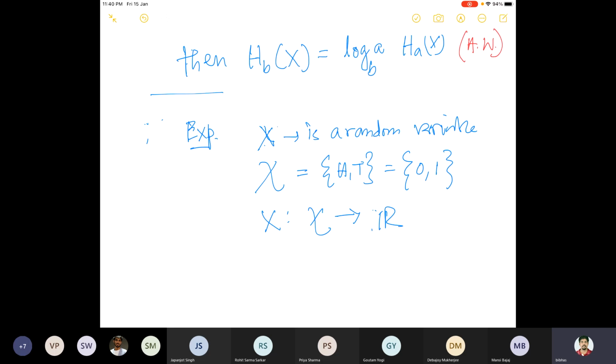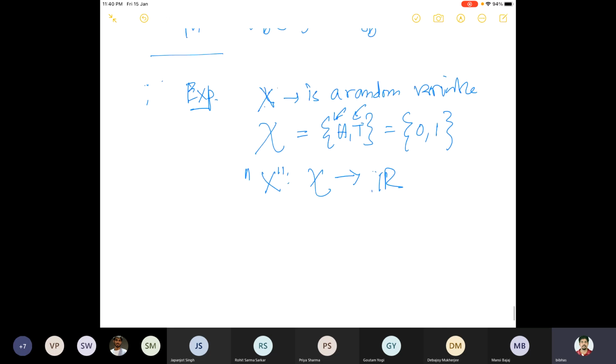But the amount of uncertainty, you see, should not change. That means entropy should not change. Entropy should not depend on the value of this function. That's why entropy only depends on the probability, not on any other thing. The random value doesn't matter. It only matters about the probabilities of these individual outcomes.